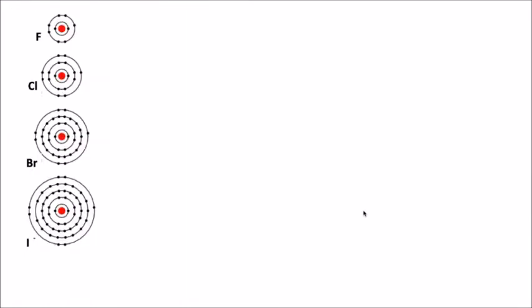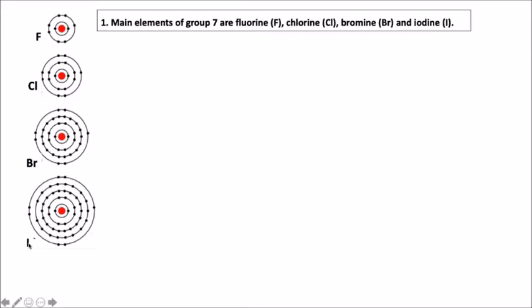So I want us to go through this. So point 1, on the left-hand side, you can see the electronic structure of halogens. That's fluorine, chlorine, bromine, and iodine. So these are the halogens that we are supposed to know and learn about at GCSE: fluorine, chlorine, bromine, and iodine. So the first point is the main elements of group 7 are fluorine, chlorine, bromine, and iodine.